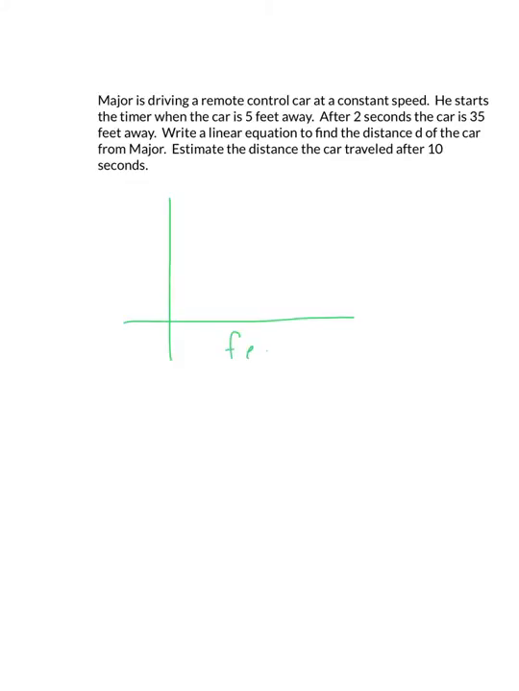So if this was the feet, that's our x-axis, this is the distance. Okay? So, if we think about it, he keeps traveling, so sorry, I made a mistake. Sorry about that. This should be time. This should be distance. Distance and feet are the same thing. I don't know why I put them on two different axes. That was my fault.